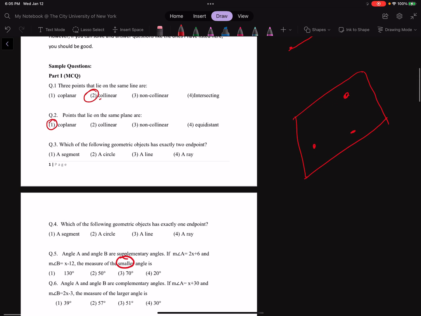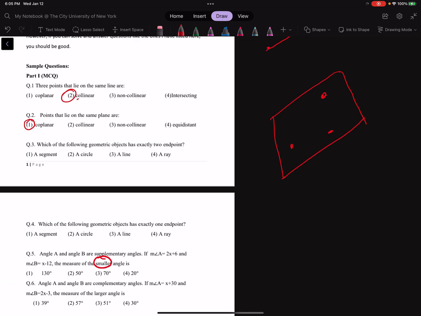And then, which of the following geometric objects has exactly 2 endpoints? I have told you in the class, you have had a lot of practice, and also in the refreshing lecture I gave with this homework, I told you that a point moves indefinitely on both sides, that's a line. A point moves towards one direction, that's a ray.